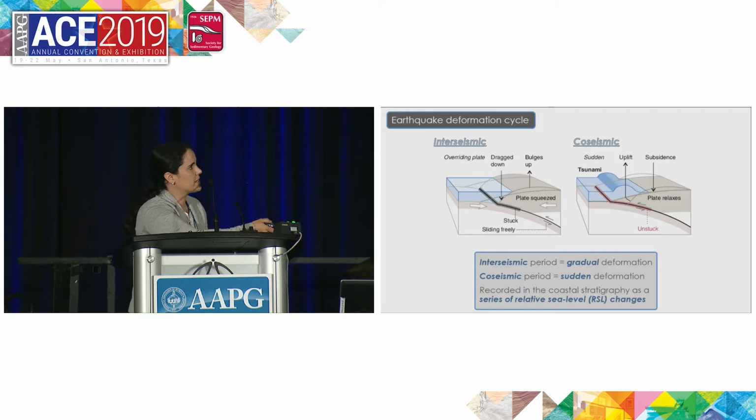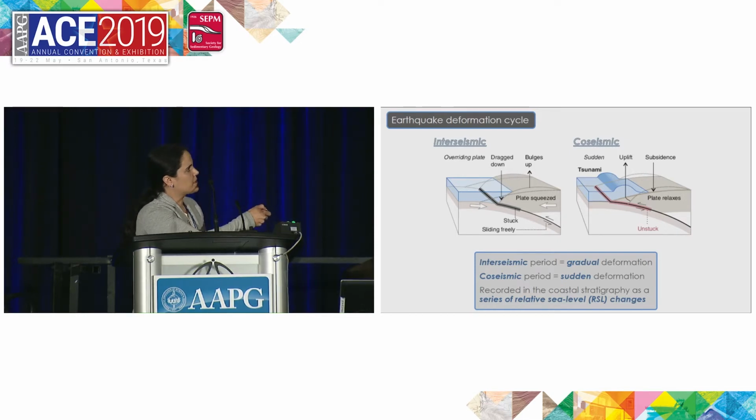During the coseismic period, this strain is suddenly released, so you have the overlying continental plate popping up, causing uplift and displacing the ocean floor, creating a tsunami. And then along the coastline, you can get coastal subsidence on the order of meters that occurs during this coseismic period. So what we get then is this cycle, and this will then repeat itself because it's the earthquake deformation cycle. We get this cycle that's preserved in the coastal stratigraphy as a series of relative sea level changes.